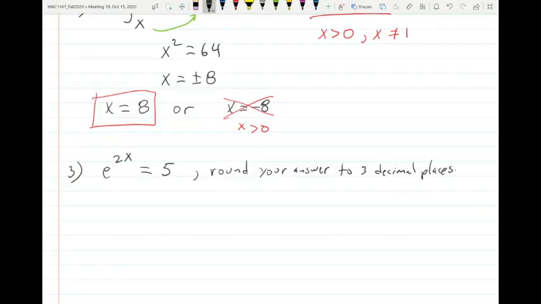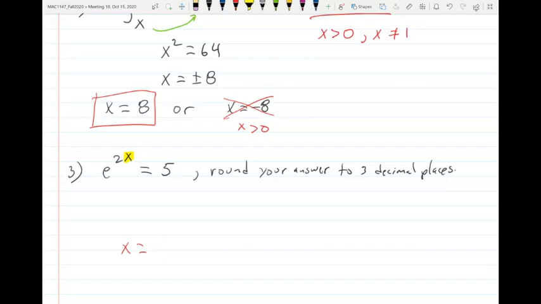Okay, so let's solve this equation. So again, what's the idea? The idea is that we want to solve for x, right? So we would like to do something to this, and eventually we want to write x equals something, right? So the first thing that we need to do is get rid of the exponential. Very good, Sarah. So to get rid of the exponential, what do we do?